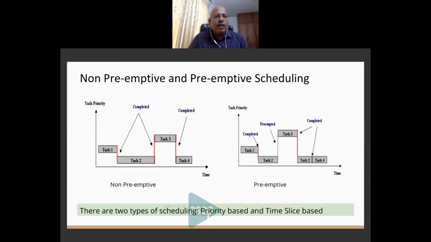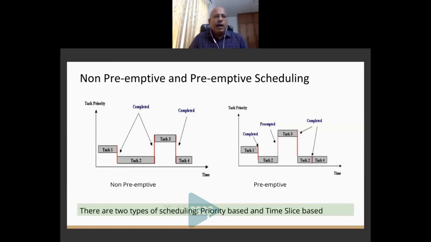So task 2, having low priority, executed, and then it completed. Then task 3 was taken and executed. It completed in the time domain. The horizontal axis is time, and then it went into task 4. So no tasks are getting preempted. No interruption is happening in any of the tasks.